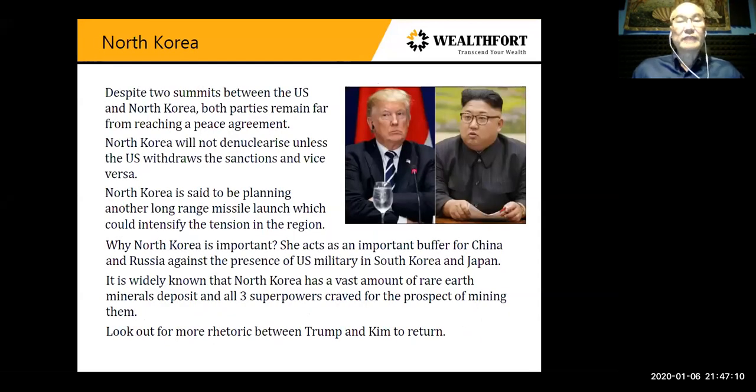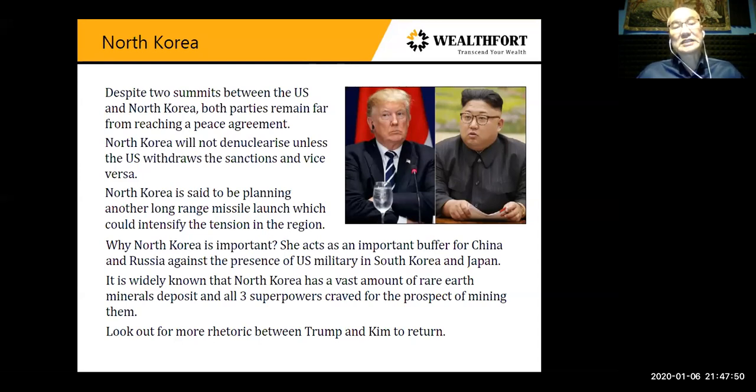So North Korea. In fact, when Donald Trump and Kim Jong-un were discussing a summit and so forth, in my global outlook in 2019, I said that there is not going to be any peace agreement, and I was proven correct. Despite 2 summits between US and North Korea, both parties remain far from reaching a peace agreement. North Korea will not denuclearize unless the US withdraws the sanctions, and vice versa. North Korea is said to be planning another long-range missile launch, which could intensify the tension in the region.